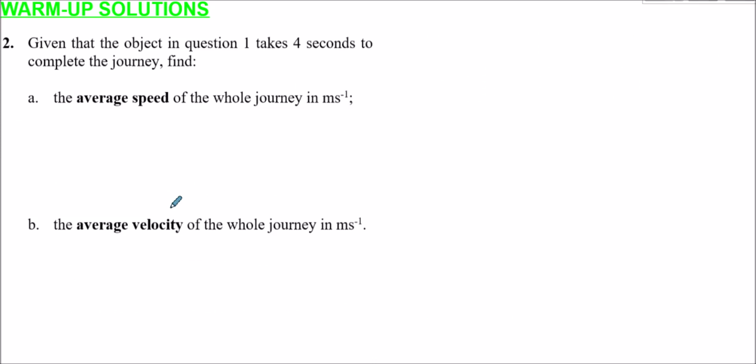Question 2. Given that the object in question 1 takes 4 seconds to complete its journey, find, for part A, the average speed of the whole journey in metres per second. Well, we need to remember how to work out average speed. It's a formula. So average speed is simply distance travelled divided by time taken.